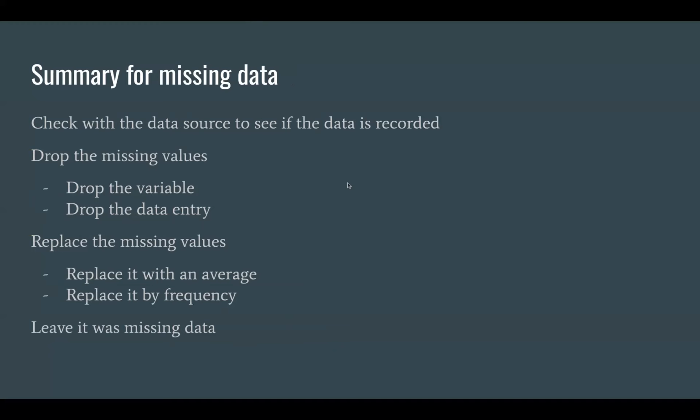So, summary for missing data. When you drop data, you could either drop the whole variable or just the single data entry with the missing value. If you don't have a lot of observations with missing data, usually dropping the particular entry is the best. But if you're removing data, you want to look to do something that has the least amount of impact.